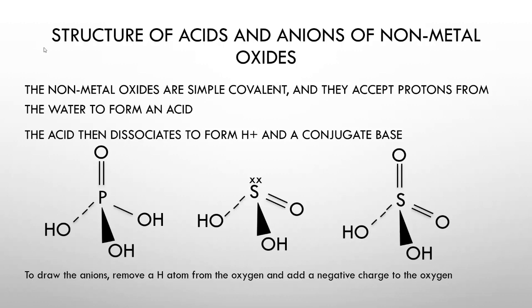And for the anions, as in the base that is formed, you remove an H atom and the oxygen becomes negative, and the acids dissociate in stages. So you could have one H removed, then two, then three.